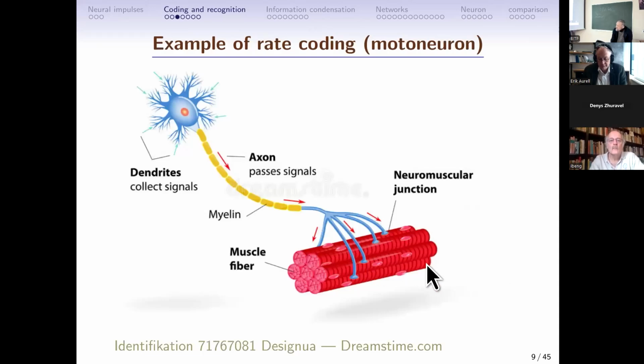Here is the muscle fiber, and the strength of contraction of the muscle fiber depends on the concentration of the acetylcholine, which is released when spikes are discharged into these neuromuscular junctions. And the acetylcholine is consumed relatively slowly, so that the precise timing of the obtained spikes does not matter.